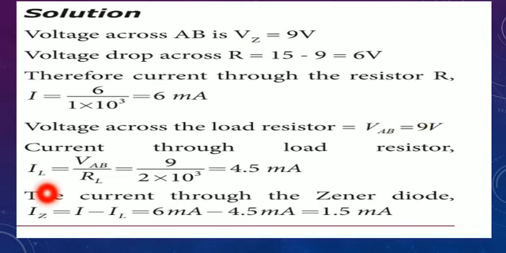Okay students, the current through the Zener diode is IZ. The current through the Zener diode equals the current through the resistance R minus the load resistance current. The current through the resistor R is 6 milliampere and the load current we found is 4.5, therefore 6 minus 4.5 gives 1.5 milliampere.